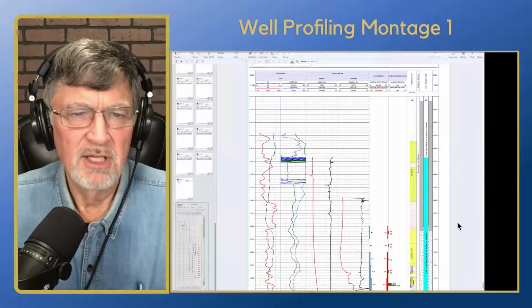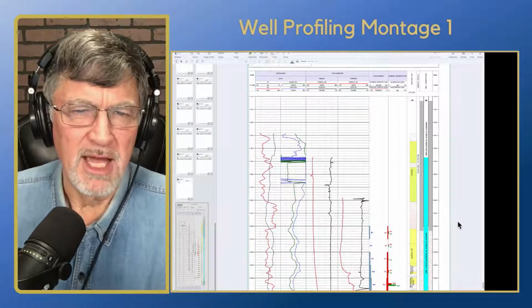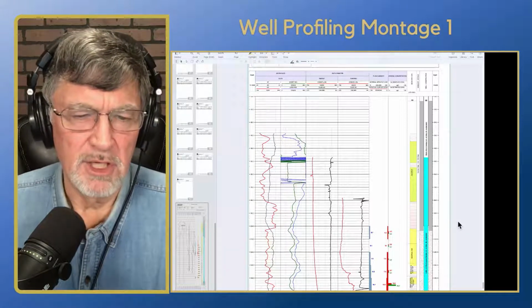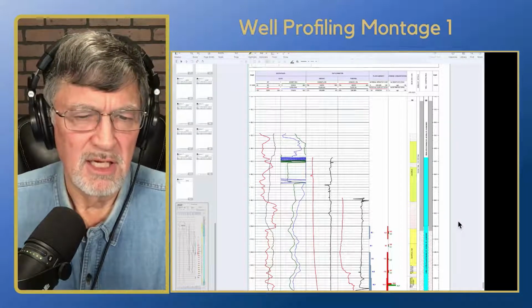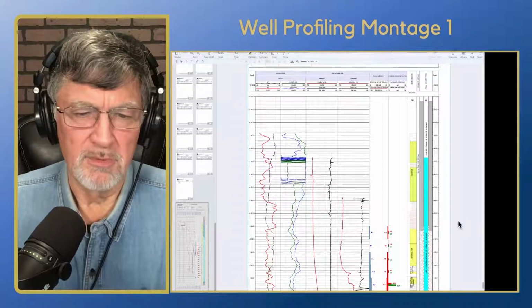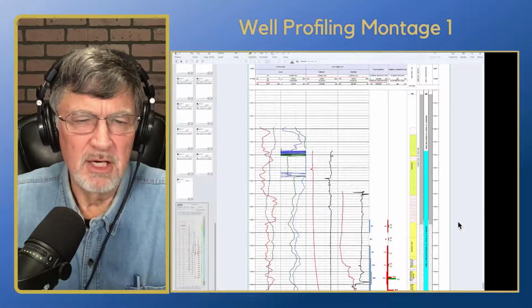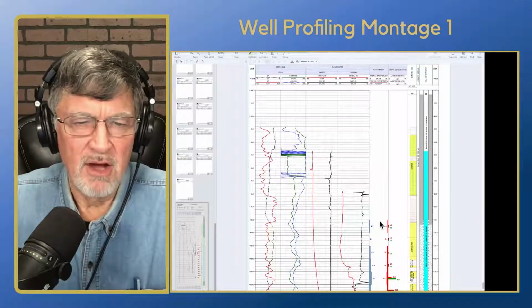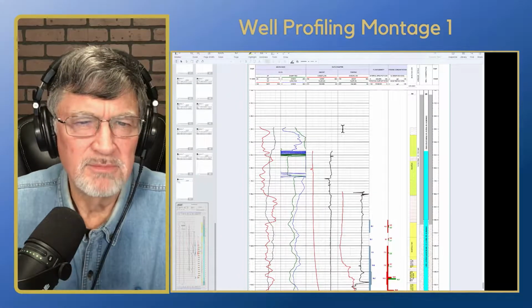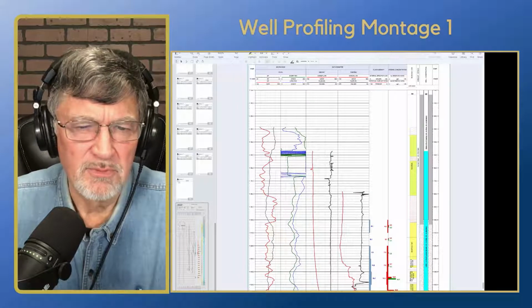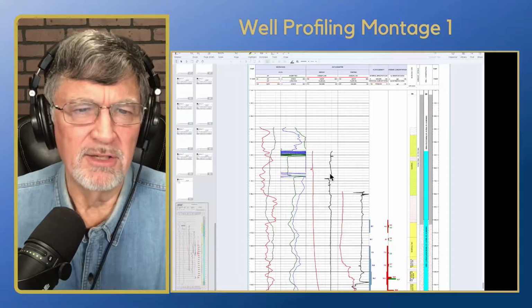Then we move to the middle. We're looking at our ambient flow conditions. So you can see that we have most of the flow coming into the well up above, and then off to our the actual flow is the black line here.